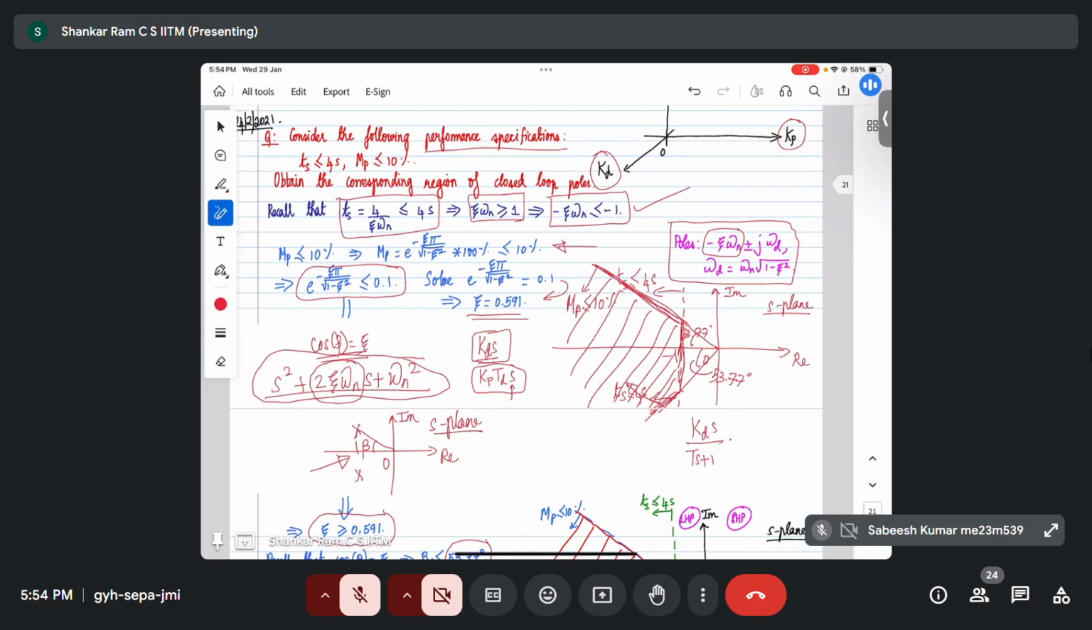I will demonstrate to you why we put the 1 by TS plus 1, and that has to do with noise attenuation. I showed you one limitation of derivative control: it amplifies low amplitude, high frequency noise. This 1 by TS plus 1 acts as a low pass filter. That is the preemptive answer.